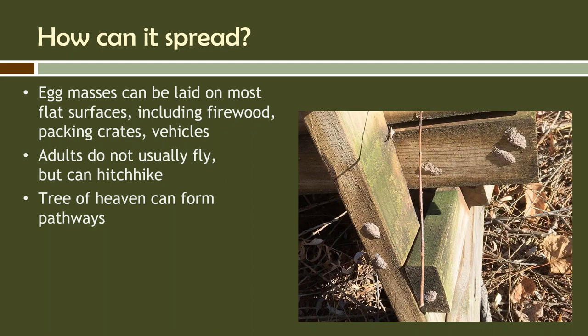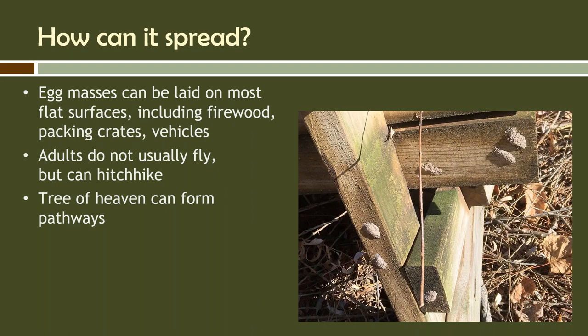So most of the way they do spread around is through human intervention. That would be the adults, the nymphs, hitching a ride on some shipped material or the side of a vehicle or a train or something. And the eggs being laid on basically any flat surface, as you saw all the different things those eggs can be found on. Very easy for those infested materials to be shipped across state lines to a new place.